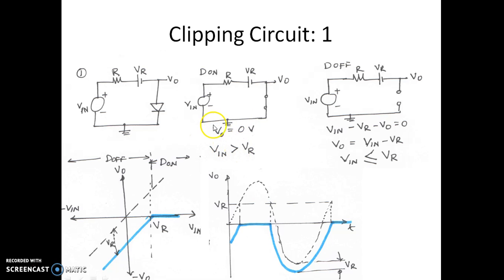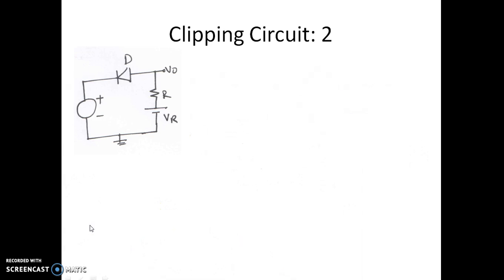When the input voltage is greater than VR, the diode is on. If it is less than VR, the diode is off. So that's what is being written here. This is the demarcation line between diode on and diode off. We shall see one more circuit. This is circuit number 2.